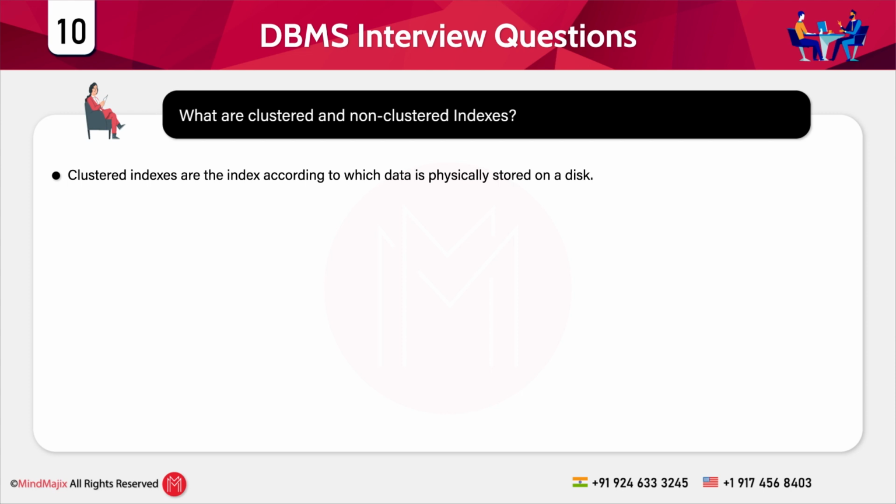Whereas if you talk about non-clustered index, these don't define the physical ordering of data, but they are more of a logical ordering. So typically a tree is created whose leaf points to the disk records. So here you can use B trees or B plus trees for non-clustered indexes.